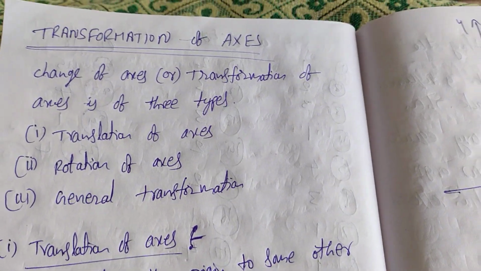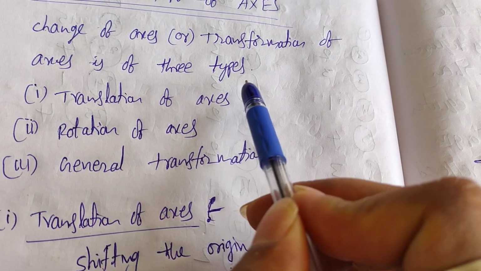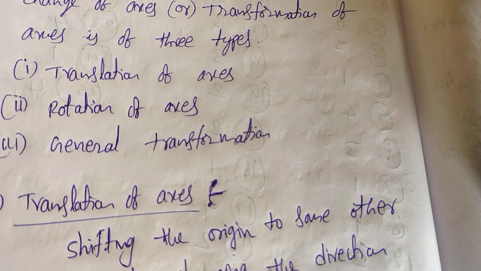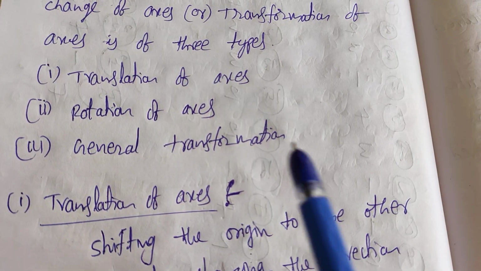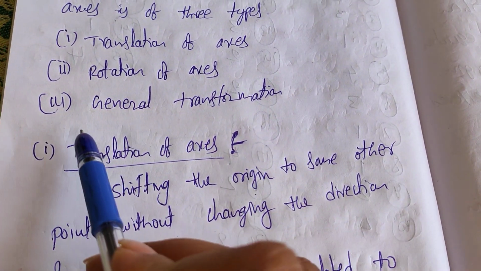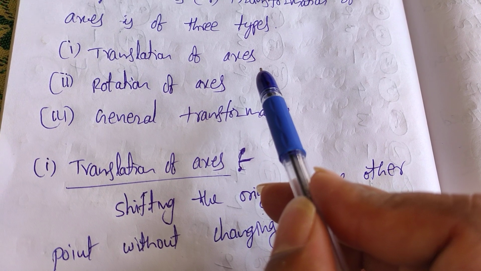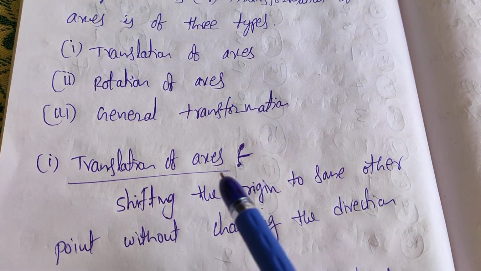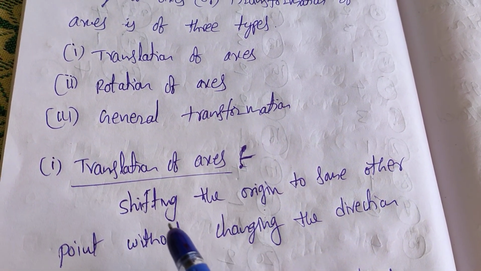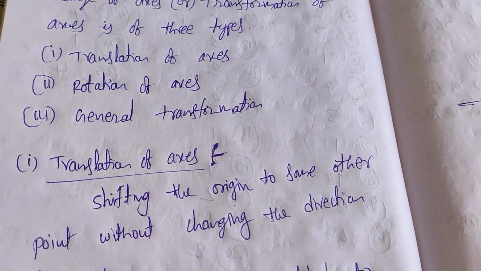So first, change of axis or transformation of axis is of three types. First one is translation of axis. Second one is rotation of axis. Third one is general transformation. Translation of axis means shifting the origin to some other point without changing the direction. We will discuss rotation of axis and general transformation later.